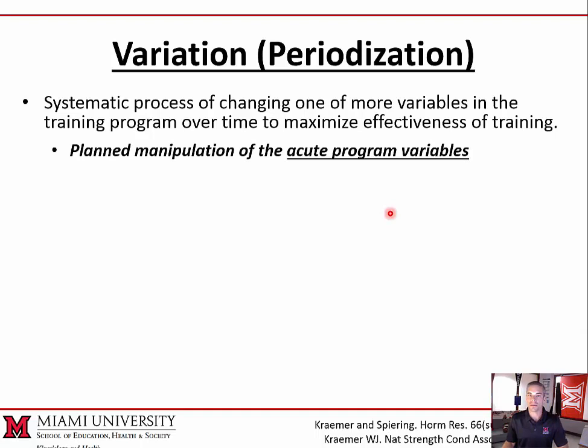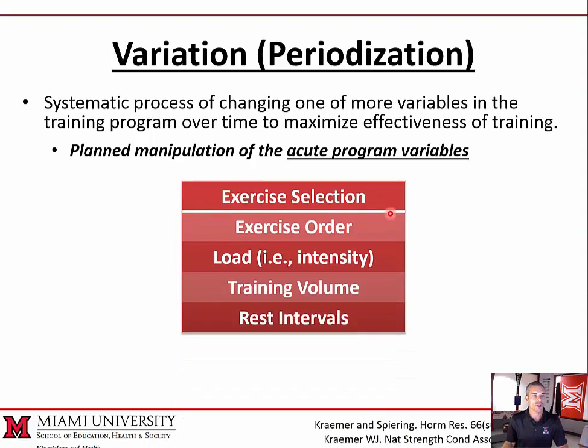Another way of thinking about this, a much simpler definition, is planned manipulation of the acute program variables. So, in terms of a single bout of resistance exercise, we have the 5 acute program variables. So, exercise selection or choice, exercise order, load. This is commonly also referred to as intensity or resistance. The training volume, which can be calculated as reps times sets. Another way of calculating training volume is load times reps times sets. And then the rest intervals between sets and between exercises.